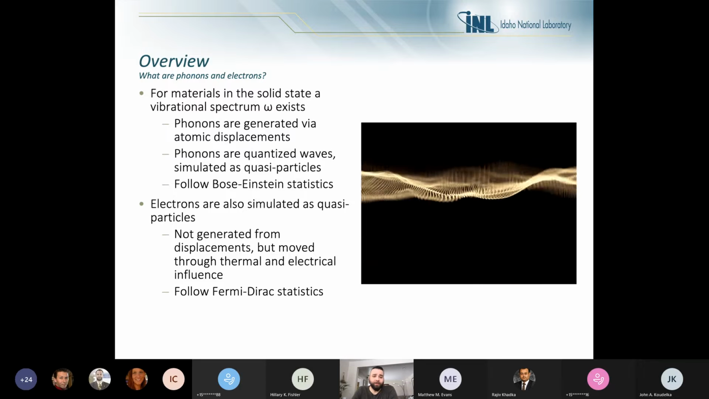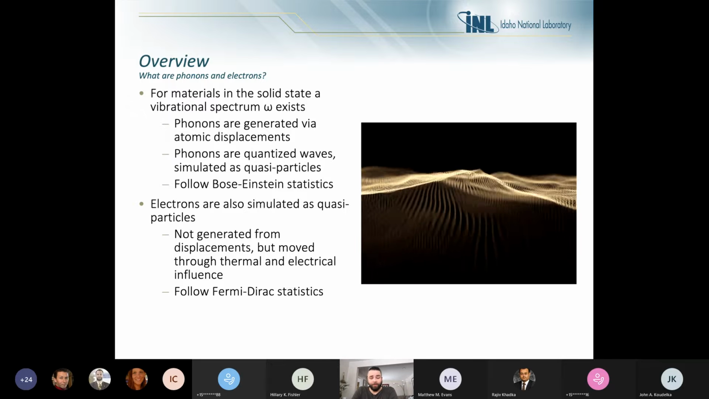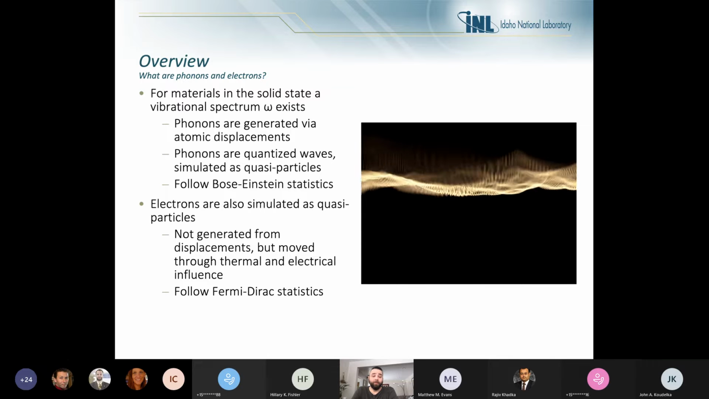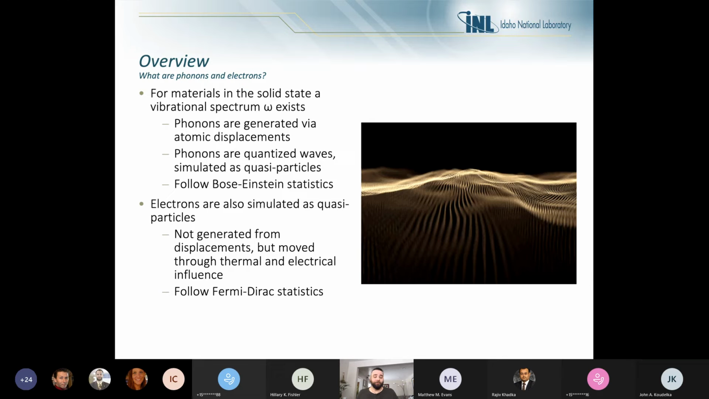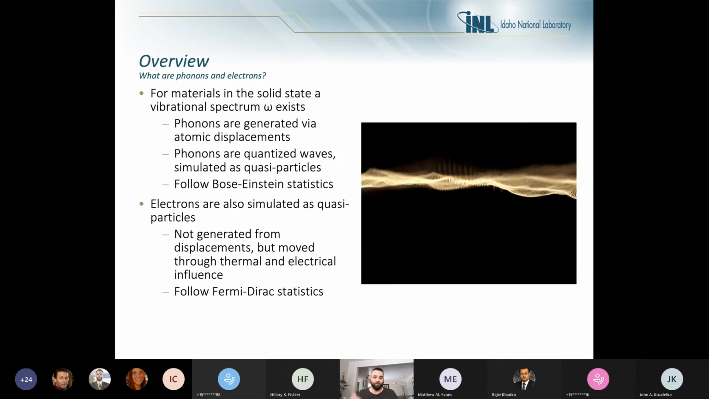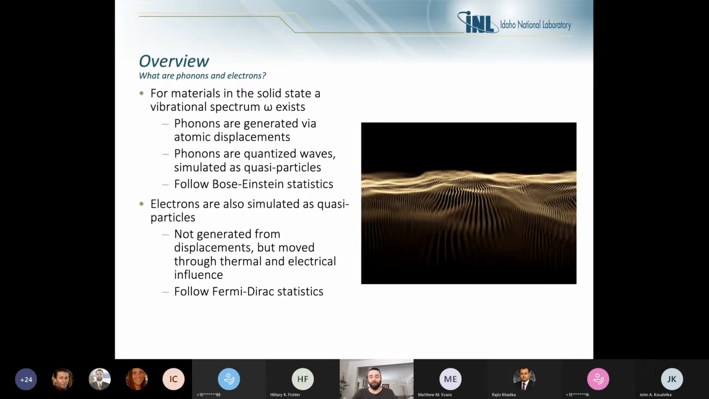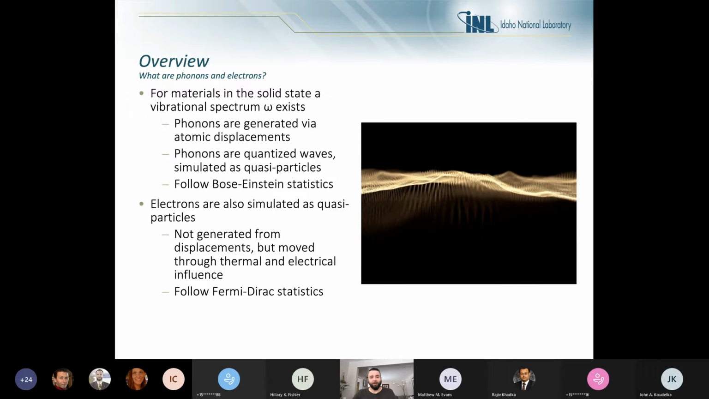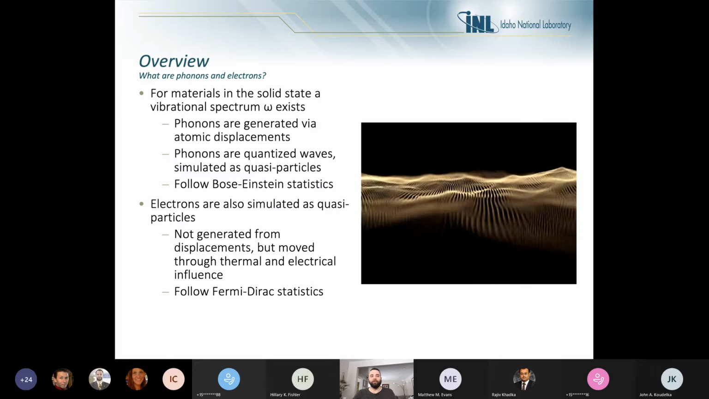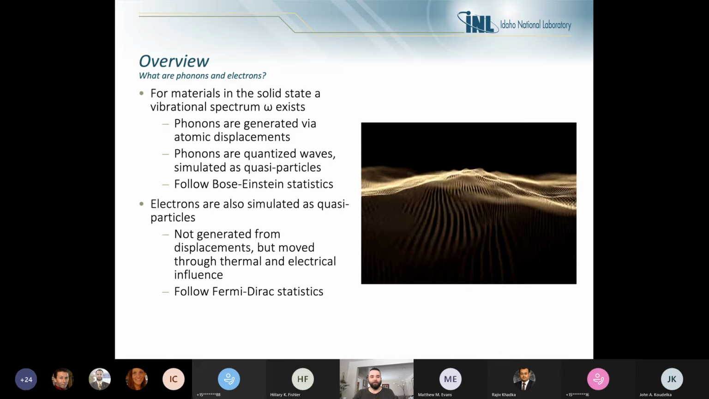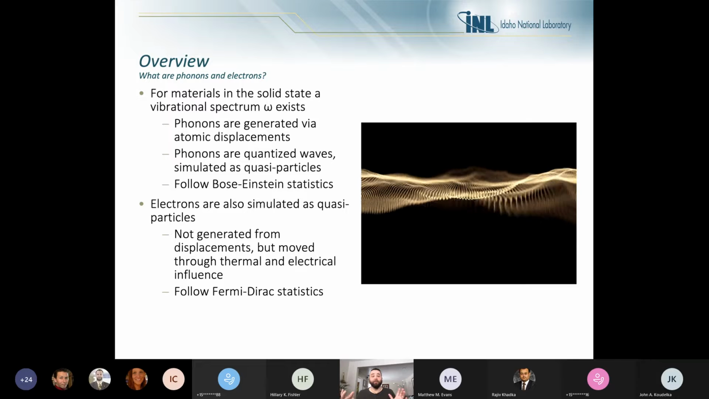Now, if we get into electrons, we simulate these in a very similar way, but electrons are not generated from these displacements. Electrons already exist in the material. There's a finite number of them, and they're also moved through thermal and electrical influences, heat differences as well as voltage differences. And they follow something called the Fermi-Dirac statistics, which has some pretty stark differences. But what I want you to understand is that these essentially can be thought of as reservoirs describing their distribution around a particular spot in a material.